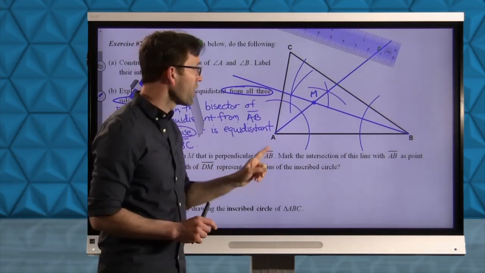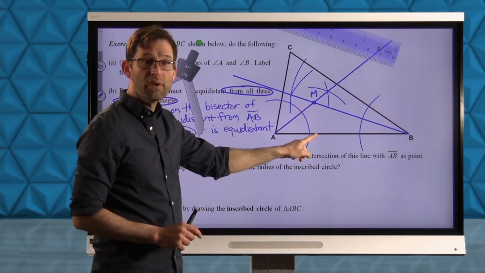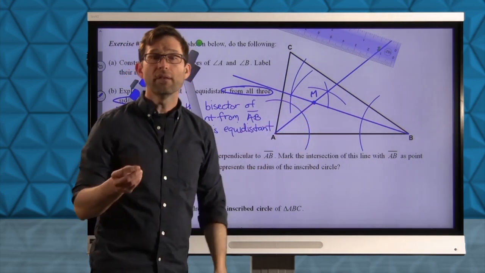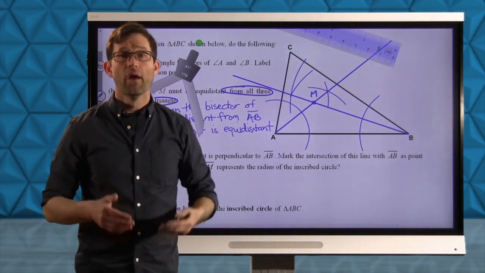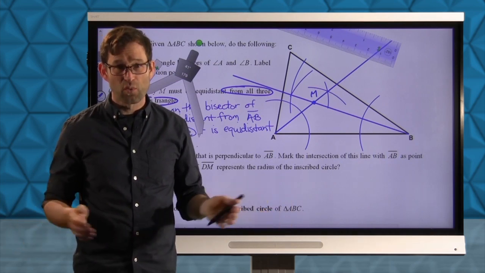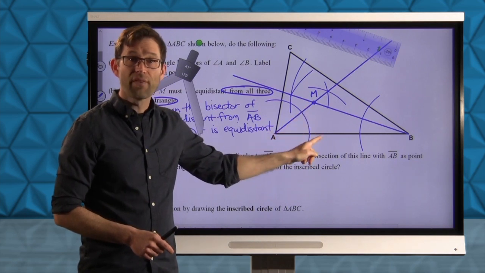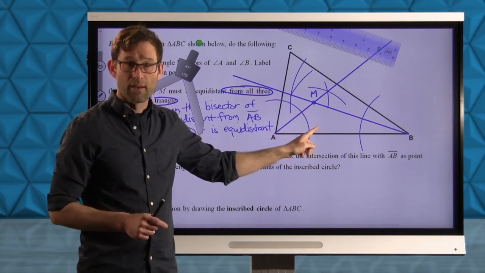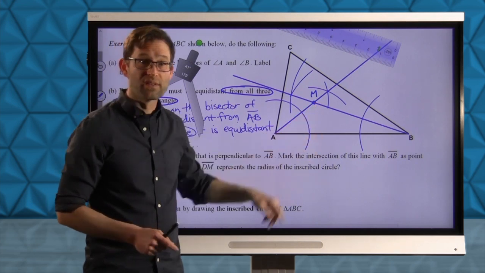I now have to construct a line segment that passes through M that is perpendicular to AB. And we did that construction a few lessons ago, specifically in a lesson entitled Constructing Perpendicular Lines, right? And one of the constructions was, when I have a point and a line, and the point's not on the line, how do I construct something that goes through this point that is perpendicular to this line?